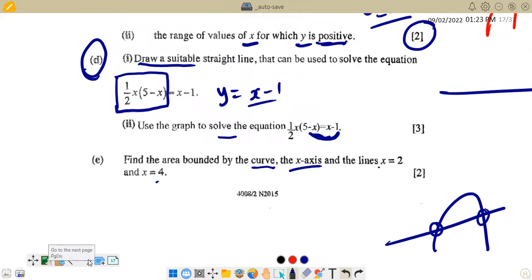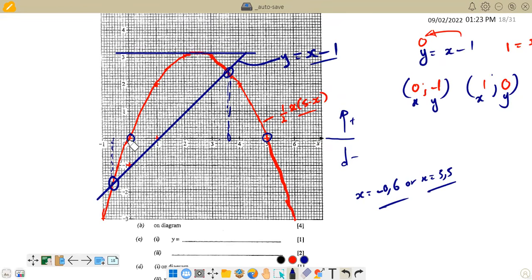Okay, bounded by the graph and the x-axis. That means we need this region between the graph that we have and the x-axis. This is the region that we need. Okay, then we move on.